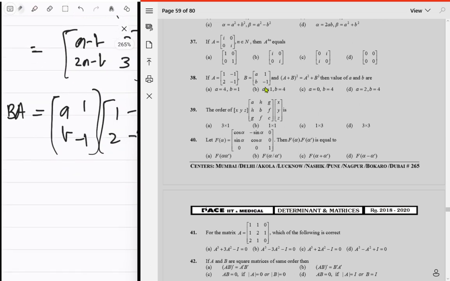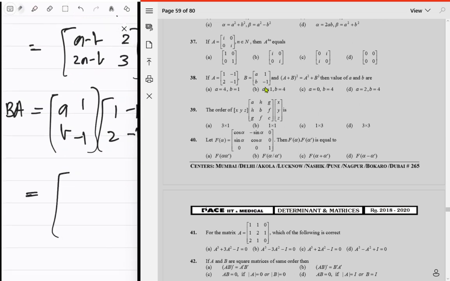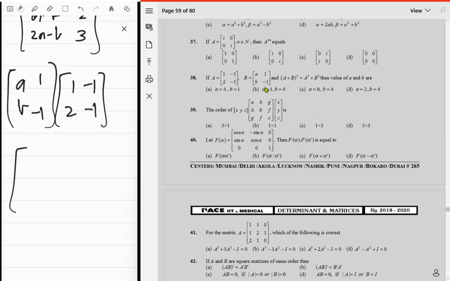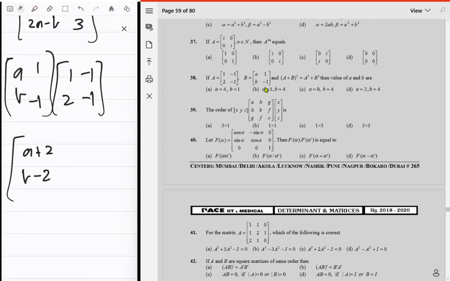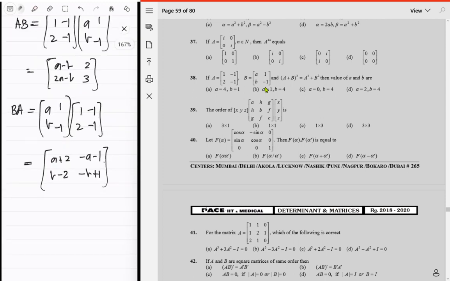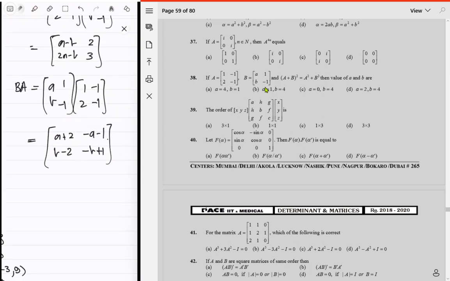So what do you get? First this vector, you just get A plus 2, then B minus 2. Then the vector over there just becomes negative A, negative 1, negative B, positive 1. Nice. I guess that's right. So what should happen is this plus that should be equal to the 0 matrix, right?